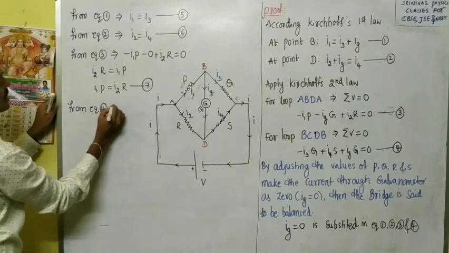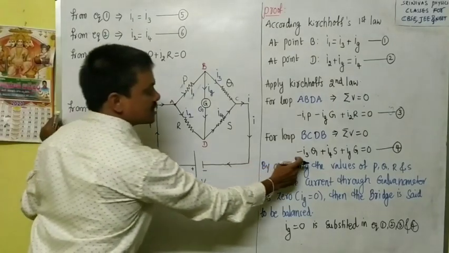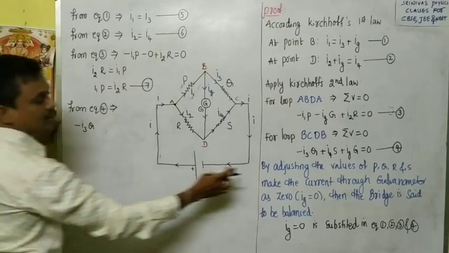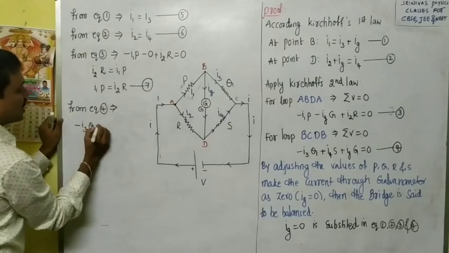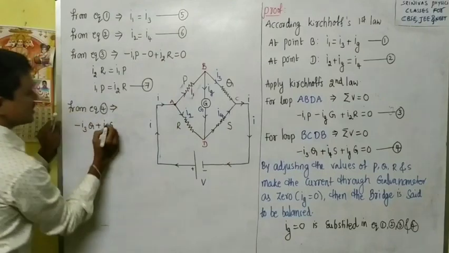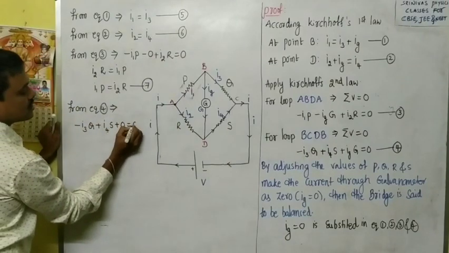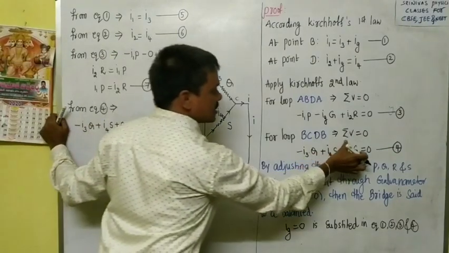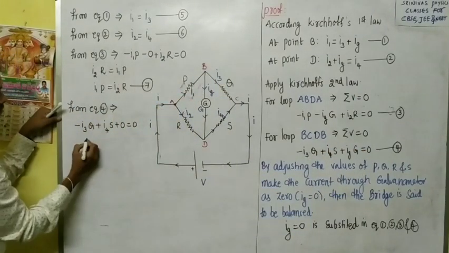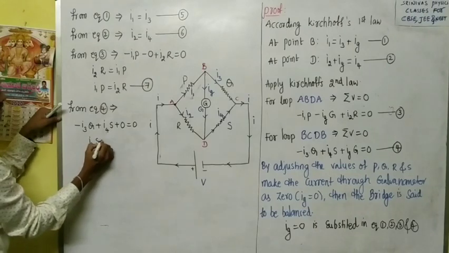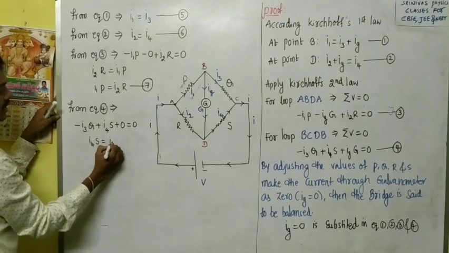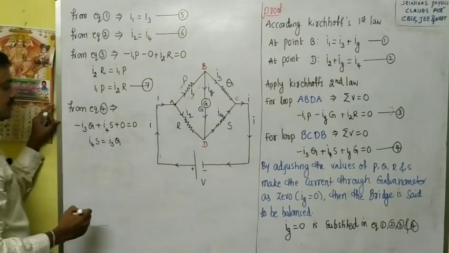You also substitute the condition in equation 4. That equation 4 is this one: minus I3q plus I4s plus Ig is 0. Then this condition, Ig is 0, you will substitute. Right? This Ig is 0 means this term is totally 0. Then you will get this minus I3q, taken to the right side. Then I4s is equal to I3q you will get. Right?